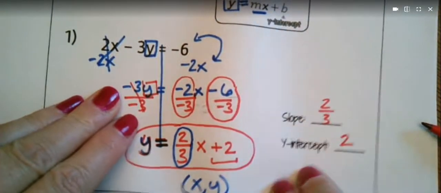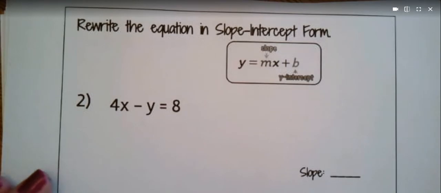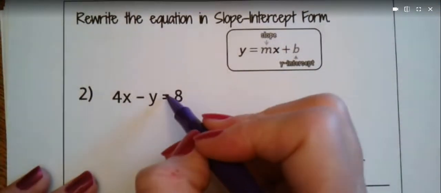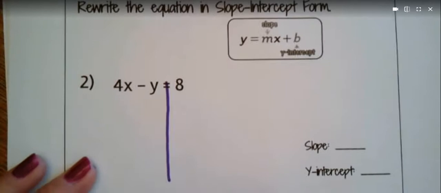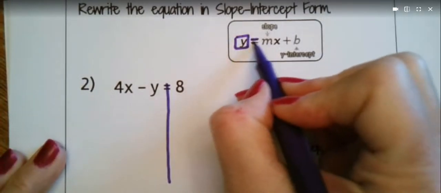All right, let's take a look at example number 2. This one is also written in standard form. Copy it down in your notes. All right, we're going to put a line straight down the equal sign just to organize our work as we're solving the equation. Remember, we want to solve this equation to get it to say y equals.